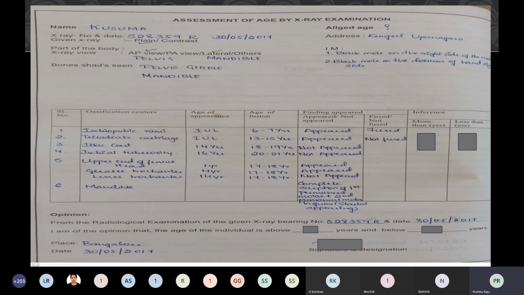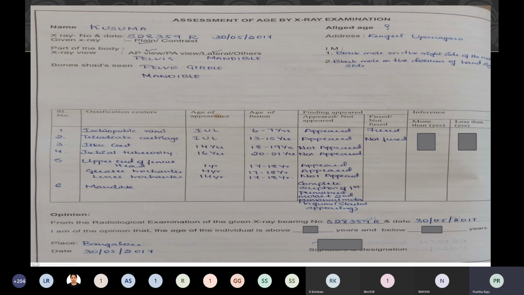So this is a format. This is just the format which is there in your record, how you write the X-ray examination. These are the preliminaries which you are supposed to fill in. First is the name of the person. The name of the person will be mentioned in the X-ray.